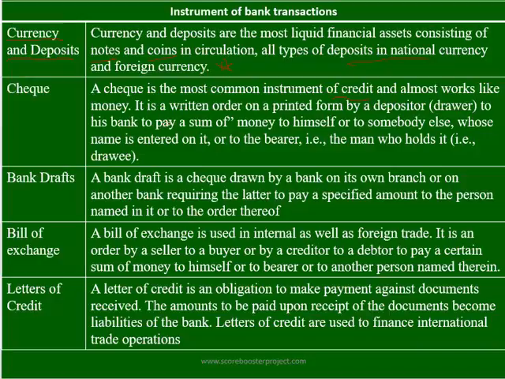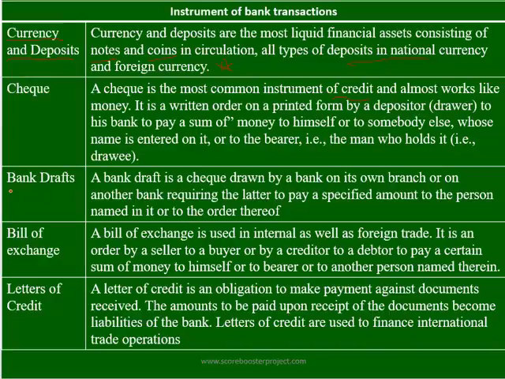Remember, it is a written order on a printed form by a depositor or a drawer to his bank to pay a sum of money to him or to somebody else. You can issue your check to somebody else whose name is entered on it, or to the bearer, that is the man who holds it. You do more of this in your commerce, which is more or less related to accounting. You can learn more about the types of check, the parties involved, and how the check is cleared when you go to the bank.